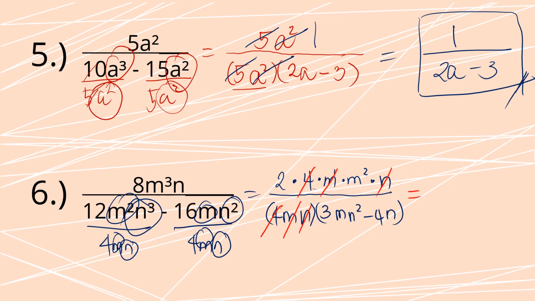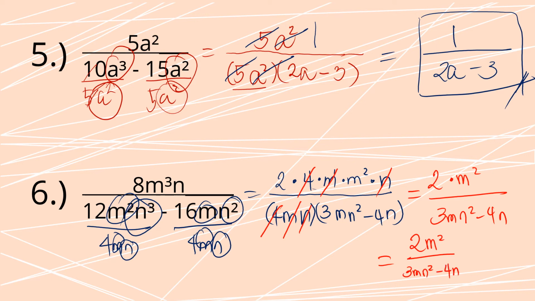So, ano na ngayon natira sa taas? So, ang natira ay 2 times n squared. Tapos sa ilalim, we have 3m n squared minus 4m. So, therefore, our final answer will be 2m squared over 3m n squared minus 4m. And that's it. So, that's how you simplify rational algebraic expression kapag polynomial na ang given.